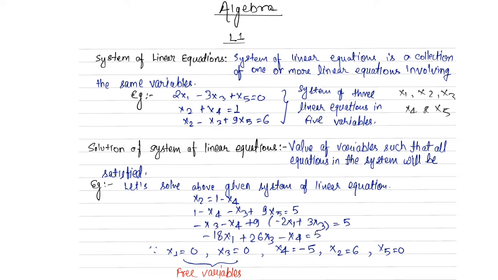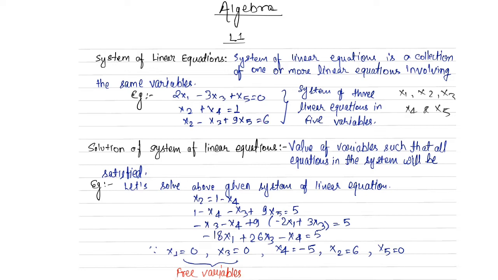If we put x1 is equal to 0 and x3 is equal to 0, we get x4 is equal to minus 5. If we put x4 here, we get x2 is equal to 6, and after putting x2 in either of these equations, we get x5 is equal to 0. So these are the solution of the linear equations. If we put these values of x1, x2, x3, x4, x5 in any of these equations, all the equations are satisfied.